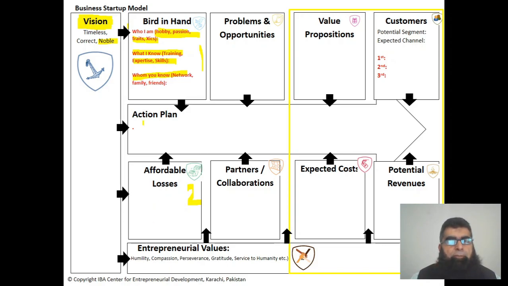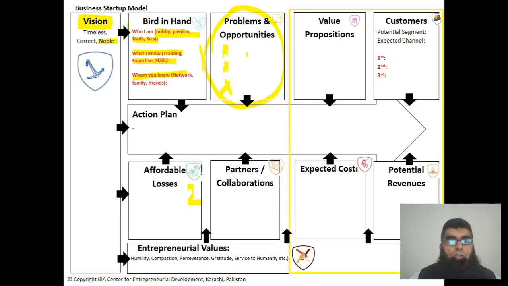I'm ready for that. So after your bird in hand, affordable loss, and the vision, you start reflecting on what sort of problems and opportunities are available in your surroundings, within you, in your network, in your neighborhood. So based on your bird in hand and affordable loss, you keep on scanning. It can take a while, but we recommend that you find two or three problems and opportunities.